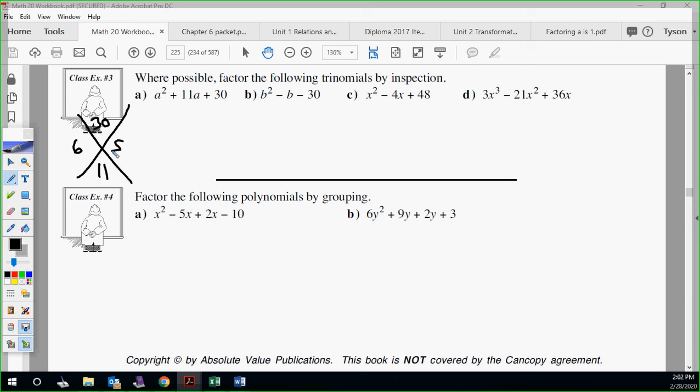Okay, so if you don't like it, it's fine. It's just a strategy to organize your thoughts. So then you would just say, okay, a plus 6, a plus 5.